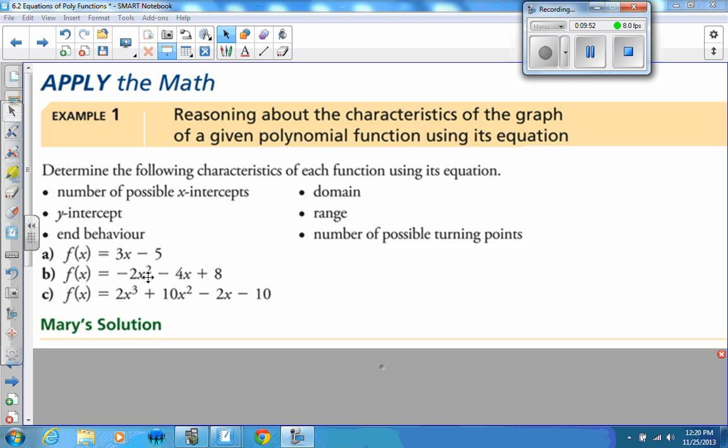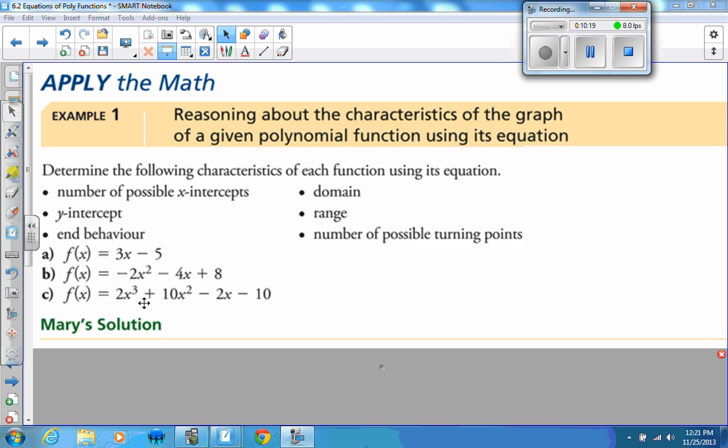The y-intercept is 1. Your end behavior, since your leading coefficient is negative, it's upside down, so it'll start in quadrant 3 and end in quadrant 4. Your domain is x is an element of the reals. Range is based on your maximum number, so it has to be less than or equal to your maximum number. Oh, your y-intercept's 8, I should say. Forgot about that. And the number of possible turning points is just 1.